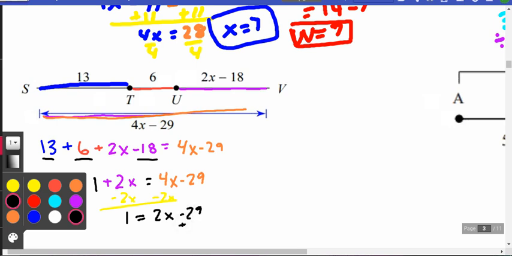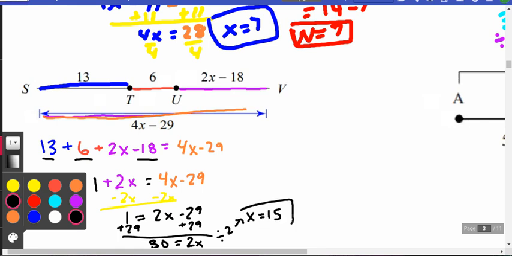Add 29 to both sides. So 30 equals 2x. Divide by 2 on both sides. X equals 15. That's our unknown value. Now we're able to substitute this x value for x to solve for the length of UV.